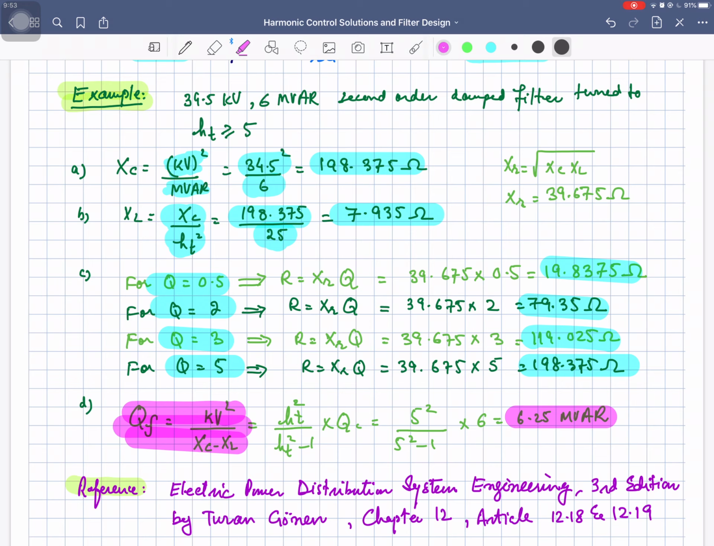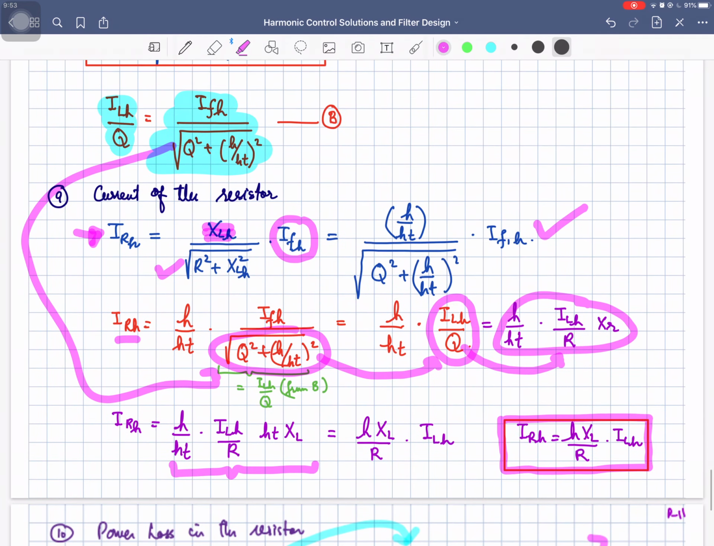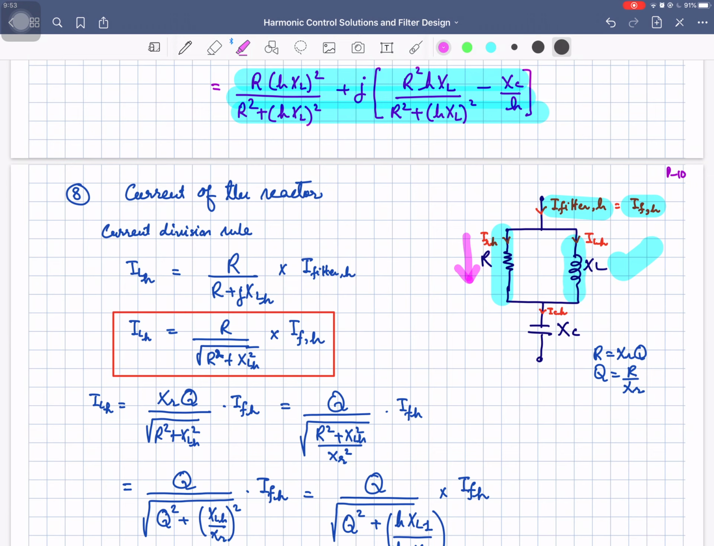So for more detail, you can refer to the Electric Power Distribution System Engineering book, 3rd edition by Turan Gonen. And in this we have discussed it in articles 12.8 and 12.19. So if I summarize, we have discussed the series RLC circuit, and then we have discussed the design of this second order damped filter.